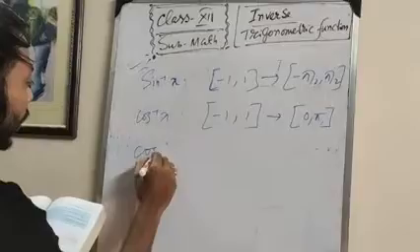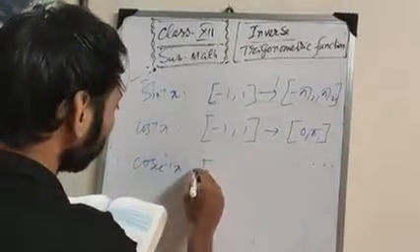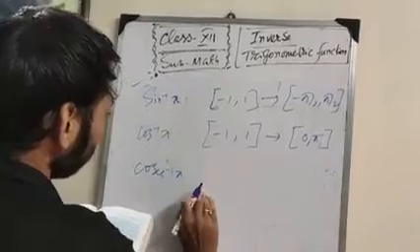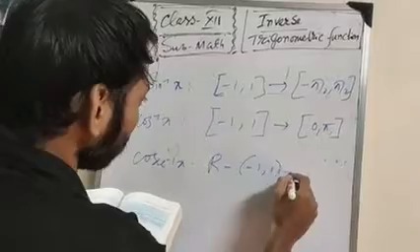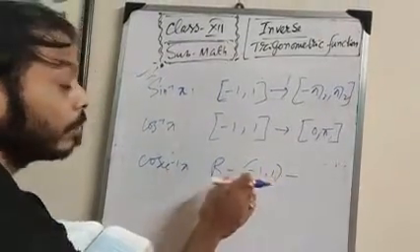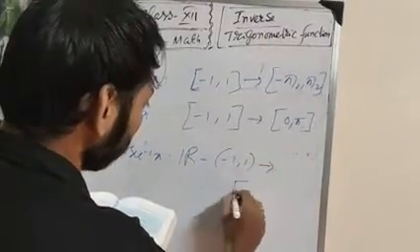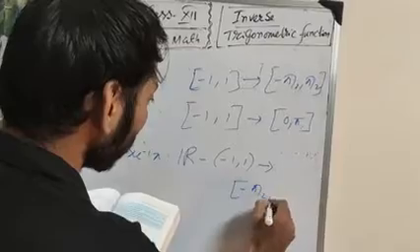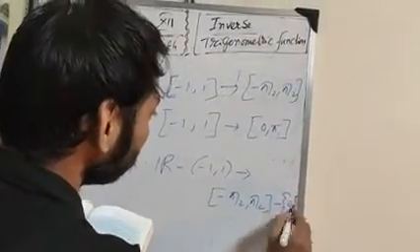Now for cosec inverse x, it will be from the real numbers minus the open interval minus 1 to 1. That means this interval is excluded from the real numbers, to the closed interval minus pi by 2 to pi by 2 minus the singleton 0. 0 is excluded here.